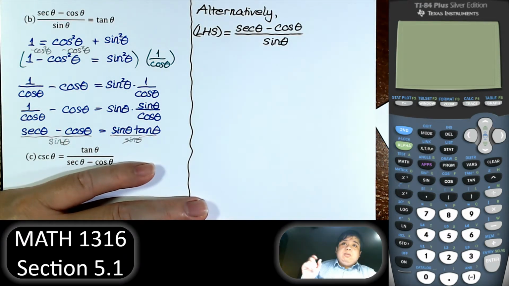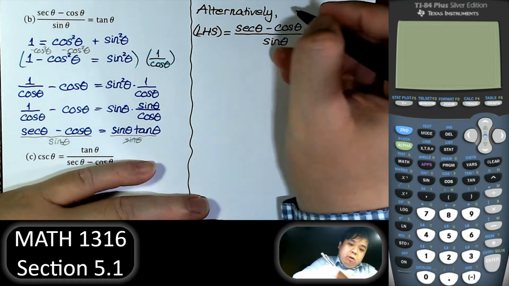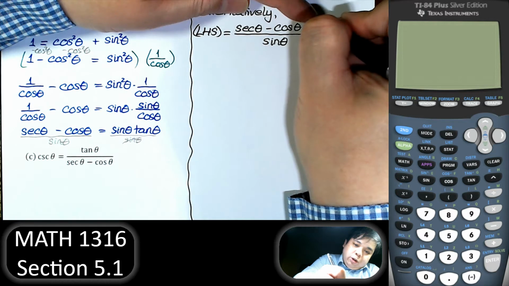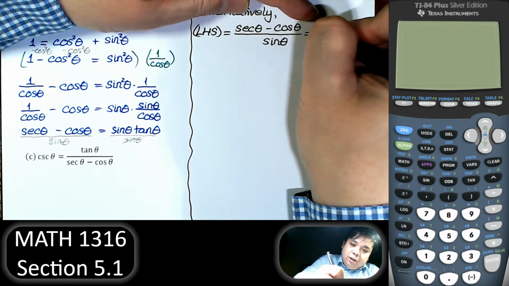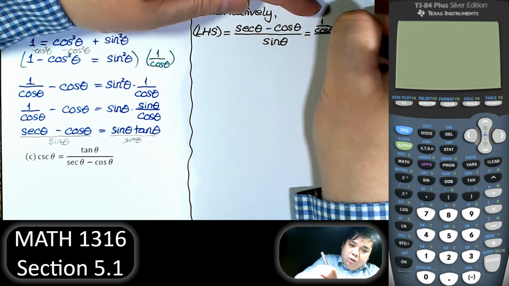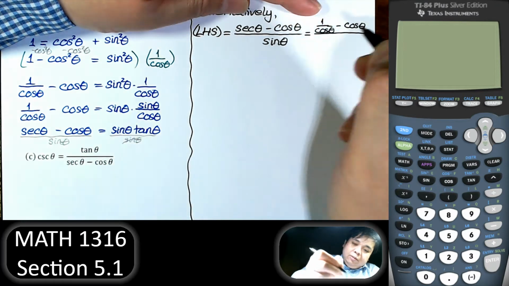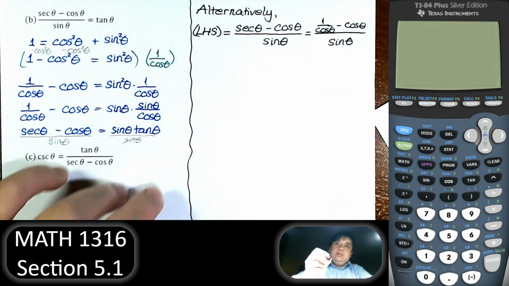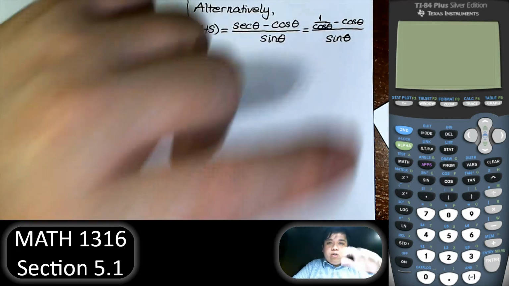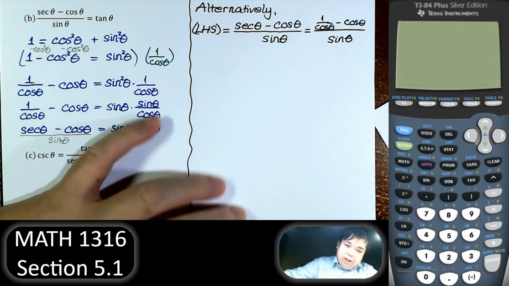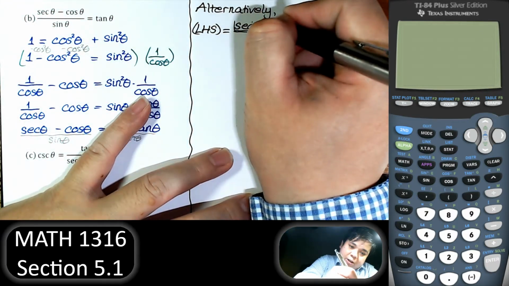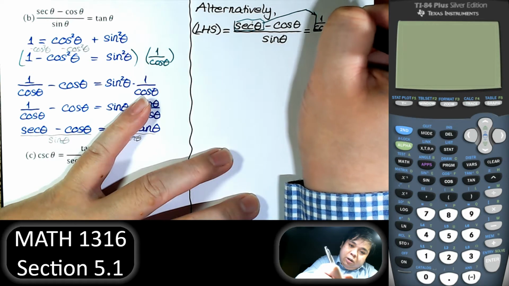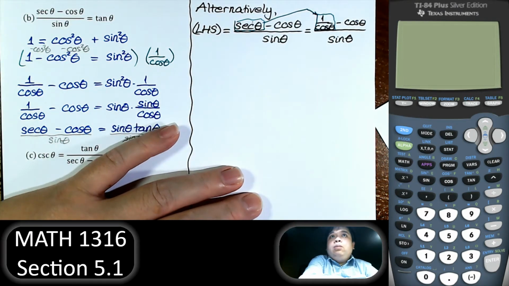Write everything in terms of sine and cosine. So that involves the secant, which is 1 over cosine, minus cosine over sine. Right, secant is 1 over cosine. That's the only thing I change here. So the secant becomes 1 over cosine.